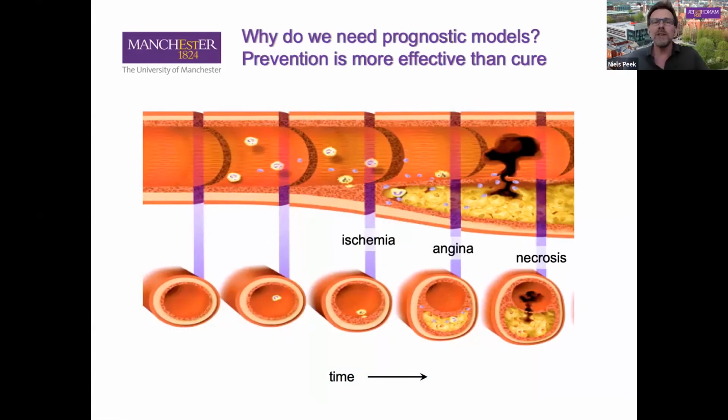So why do we need prognostic models at all? Well, the main reason in medicine is that prevention is more effective than cure. And I've illustrated that on the slide here with cardiovascular disease, or more specifically atherosclerosis. So as you probably know, this is a disease that slowly develops over time and for a long time will actually be asymptomatic. So you will have it, but you will not notice it, and it will not be something that is measurable or provide symptoms.